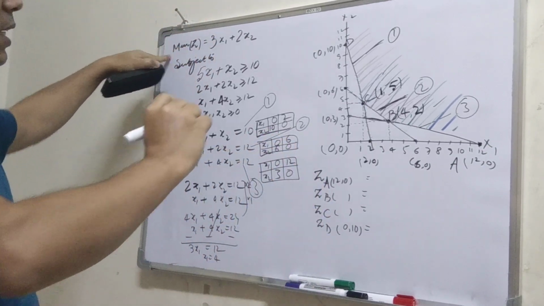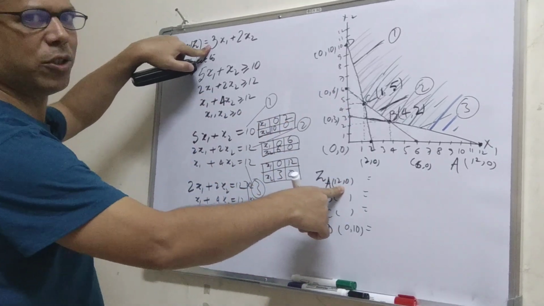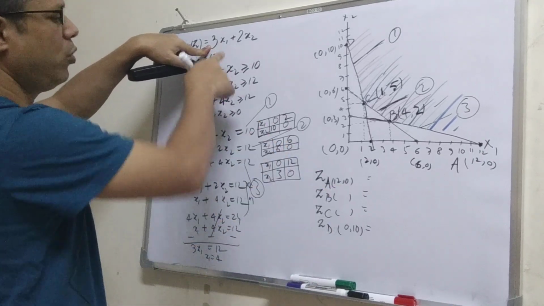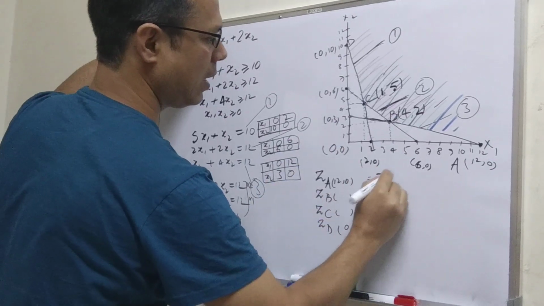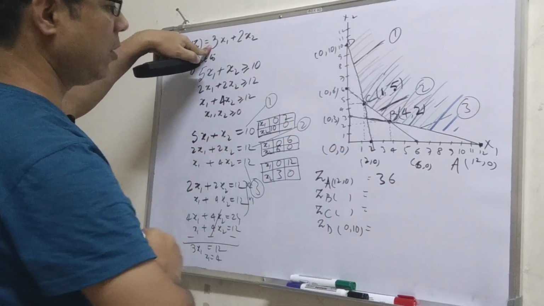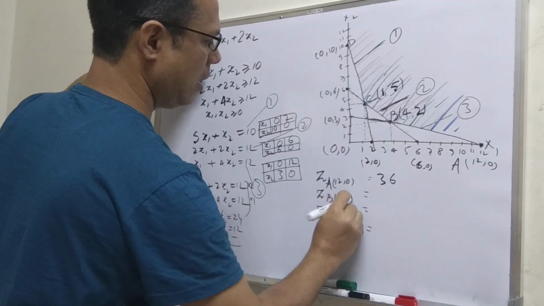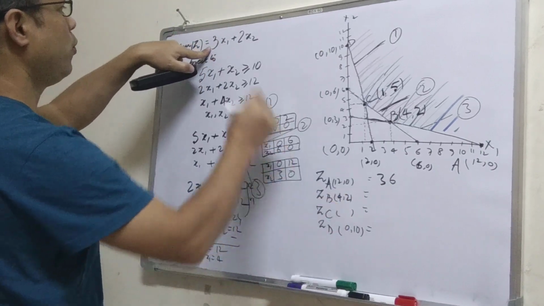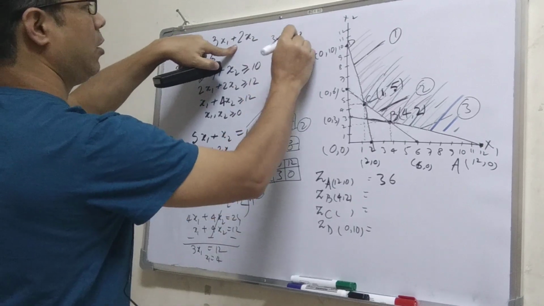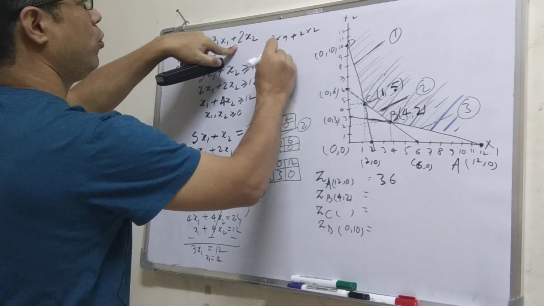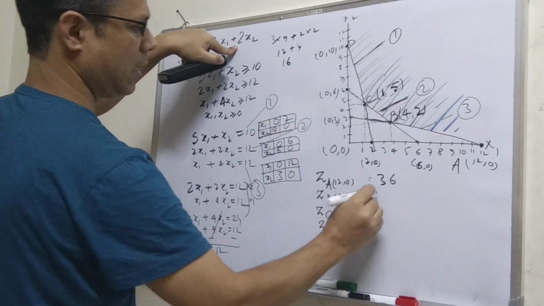Now we are going to check which one is going to give what result. So if you are going to put 12 and 0 into this 3x1 plus 2x2, what's the value? 3 into 12 plus 0 into 2. 3 into 12, 36. 0 into 2, 0. 36 plus 0, 36. Same for this one, B. B is 4 and 2. So x1 value will be 4, 3 into 4 plus 2 into 2. 3 into 4, 12 plus 2 into 2, 4, 12 plus 4, 16.